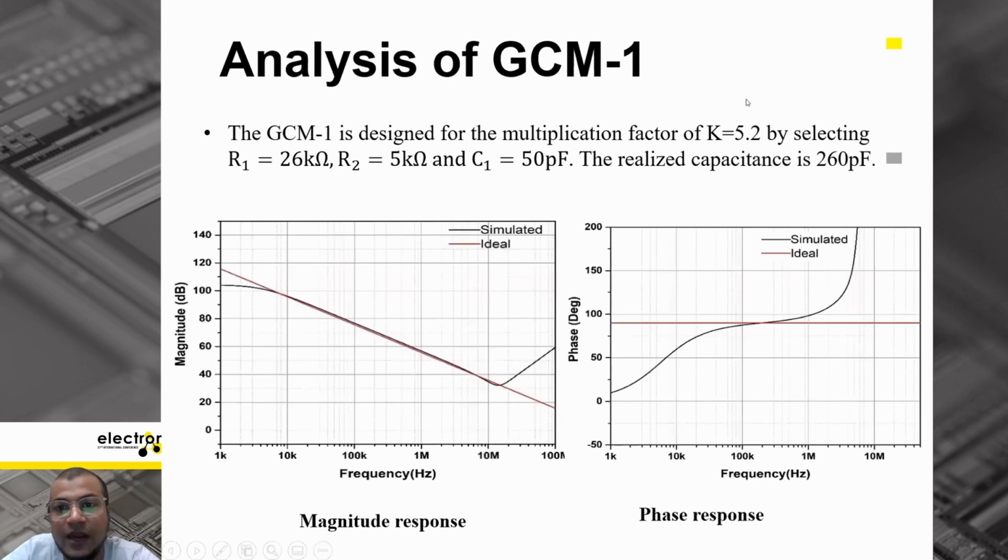Next, we have analyzed our first grounded capacitor multiplier, that is the negative one. We have designed it for a gain factor of 5.2 by selecting R1 as 26 kilo ohm, R2 as 5 kilo ohm, and C1 as 50 picofarad. The realized capacitance we got is 260 picofarad. Here we have plotted the ideal and the simulated responses together. The first graph shows the magnitude response.